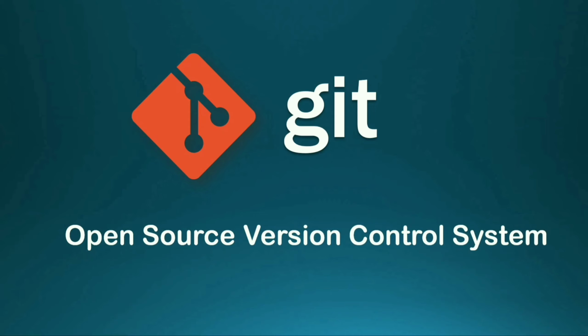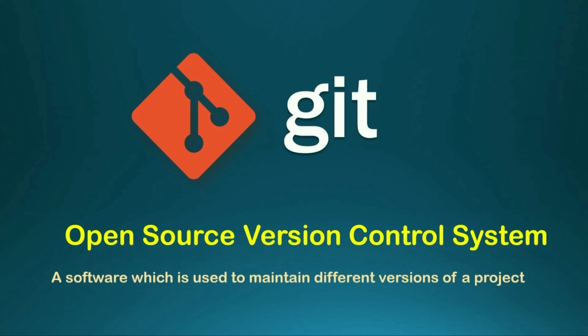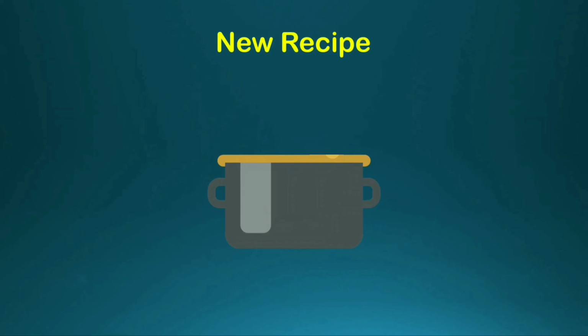We can break it into two parts. Open source is nothing but the source code of Git is openly available. Anyone can use it for free and can modify it to create their own version of it. Version control system is nothing but a software that you can use to manage different versions of a project you are working on. Let me give you an example.